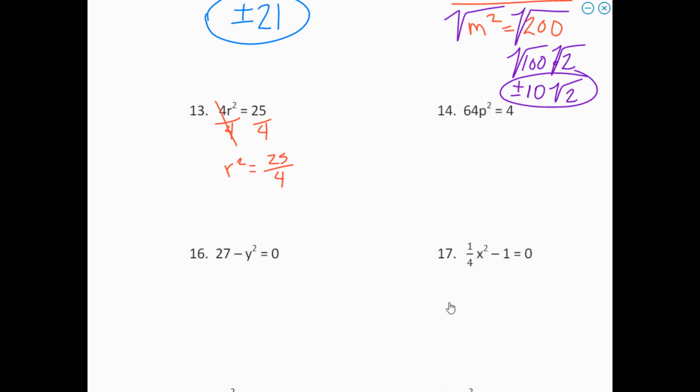Just because I get a fraction, does that mean I can't do it? No, right? That just means break it apart. Does 25 have a square root? 5. Does 4 have a square root? Yes. Okay, so plus or minus 5 over 2.